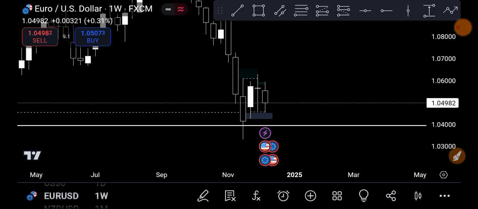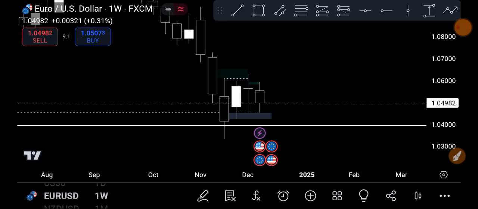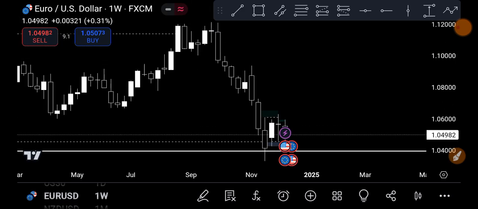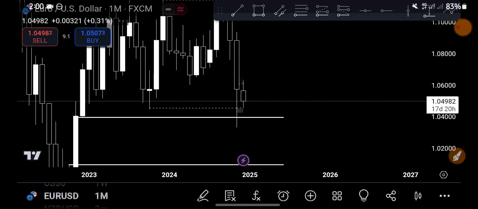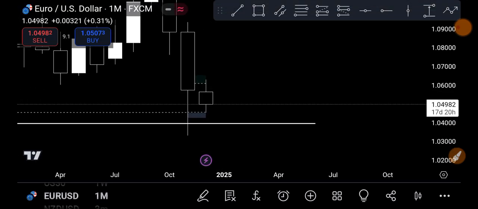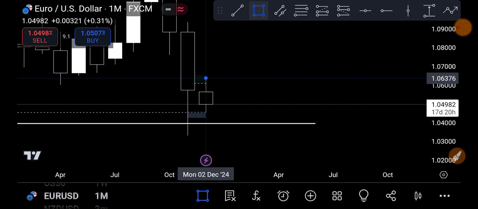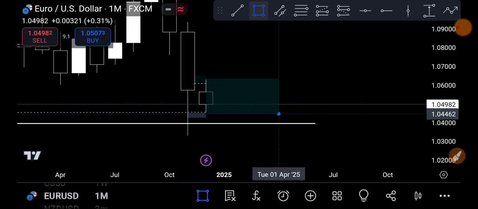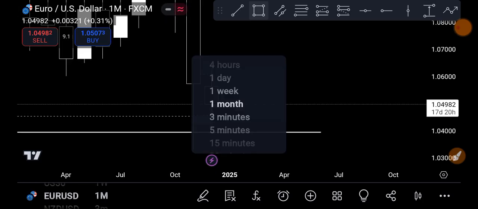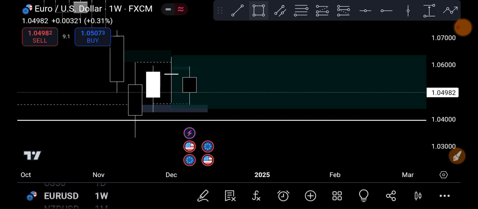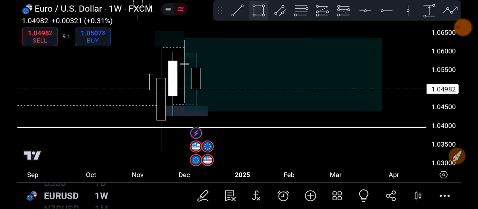So then we move on to the weekly candle. What does this also mean? On the weekly time frame, every individual candle represents a week. And for you to understand this, let's go to the 1 month chart and mark that month of December. There we go, this is the month of December. So let's go to the weekly time frame.